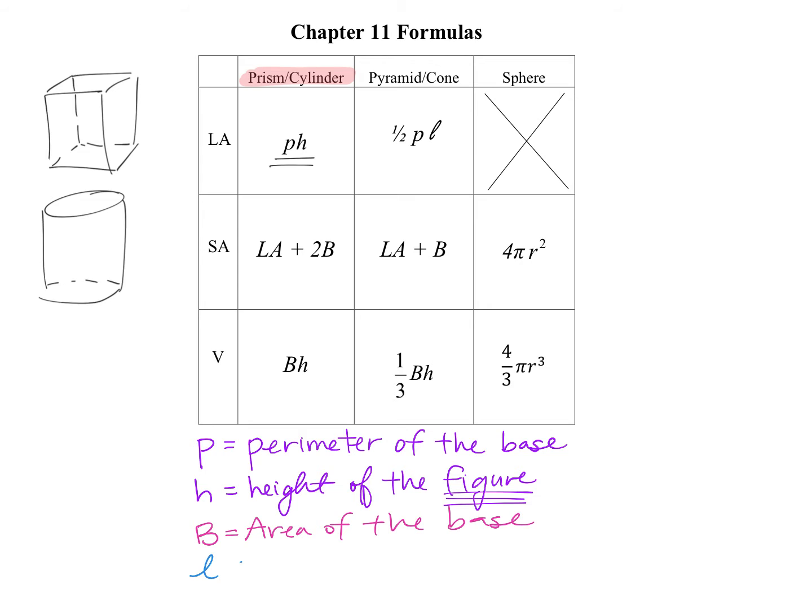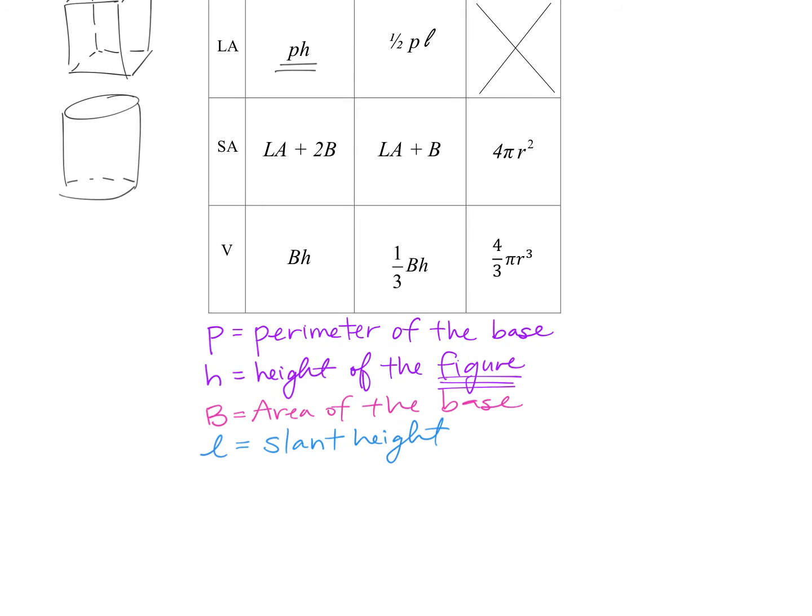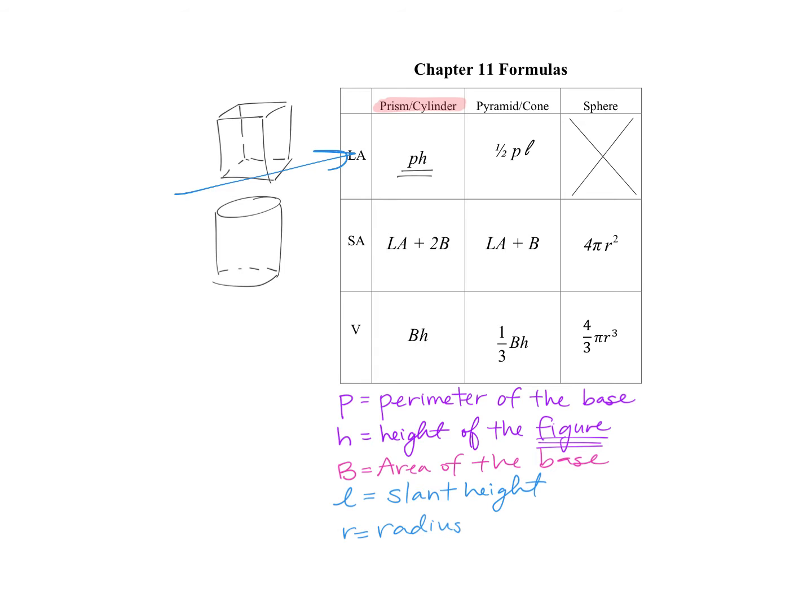L, the cursive L that you're going to see, means slant height. Okay, and then there are some R's, and you know what an R is. What's R? Radius. Okay, and then these things here, LA, SA, and V, stand for lateral area, surface area, and volume.